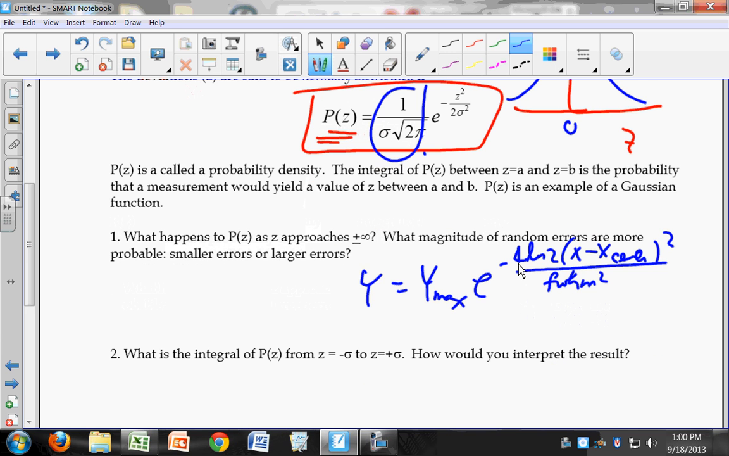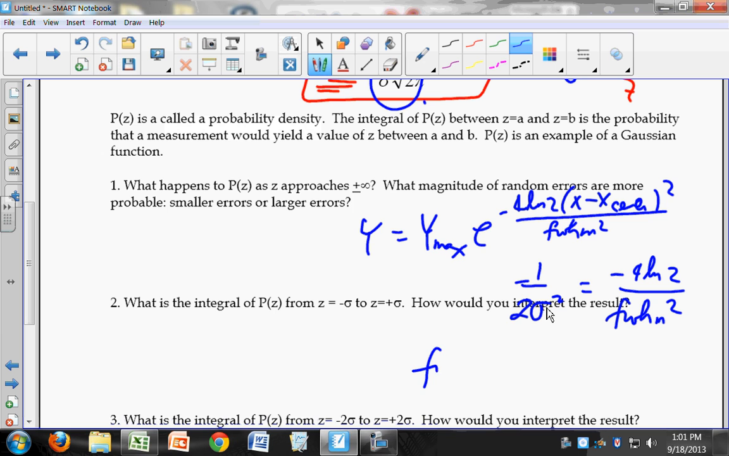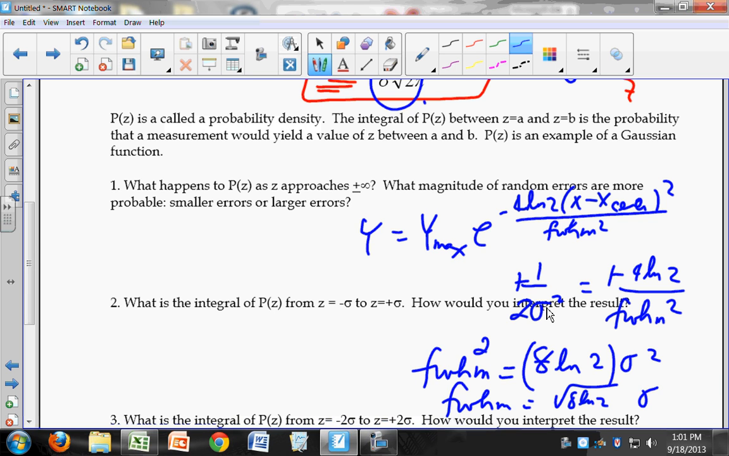So what is FWHM then? You can see that minus 1 over 2 sigma squared is equal to minus 4 ln 2 over FWHM squared. So what's our FWHM in terms of sigma? Negative cancels out, so that means 8 ln of 2. FWHM squared is 8 ln of 2 times sigma squared, so your FWHM is just square root of 8 ln of 2 times sigma, right? Now what is square root of 8 ln of 2?